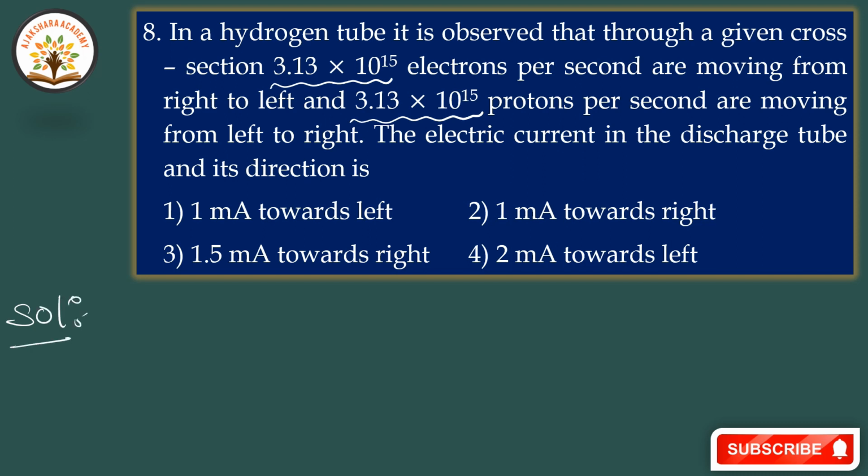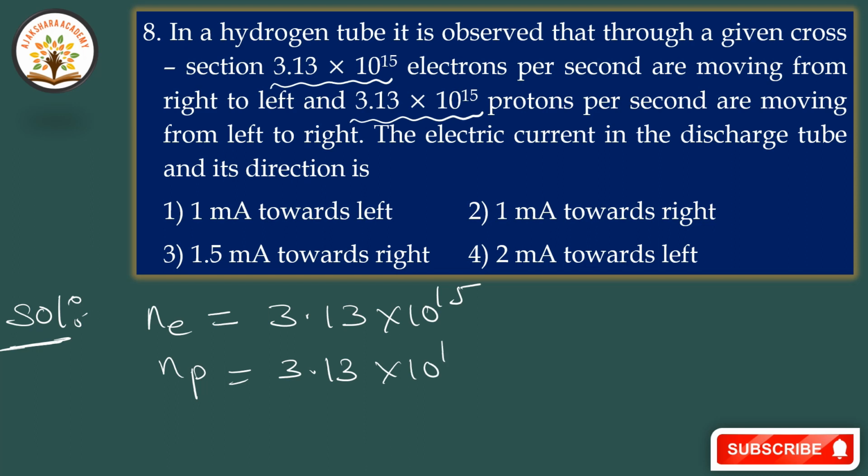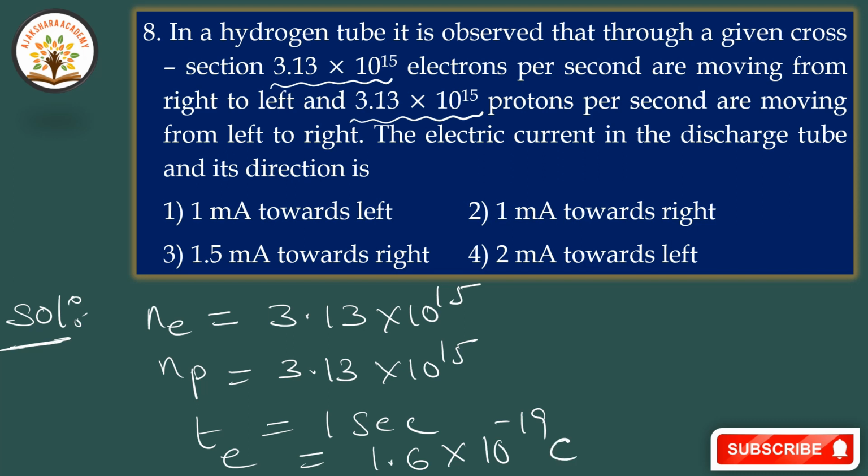Now let us go to the solution. Given: number of electrons is equal to 3.13 × 10^15, and number of protons is equal to 3.13 × 10^15. The time given is 1 second, and the charge of an electron e is equal to 1.6 × 10^-19. We have to calculate the electric current.